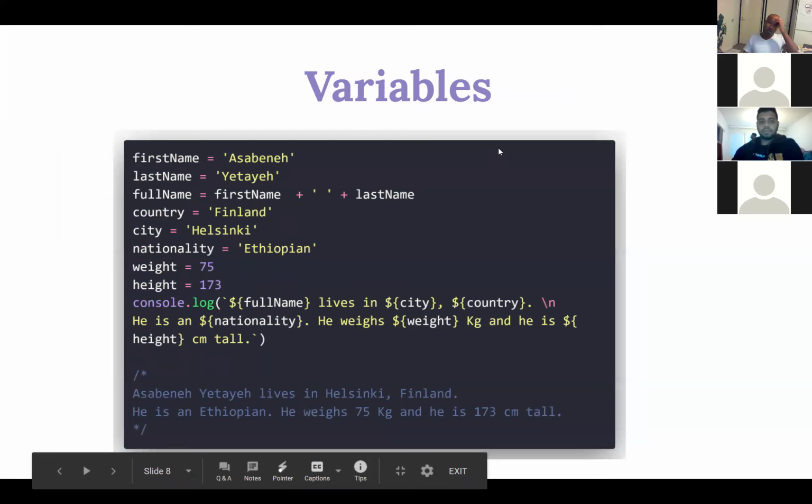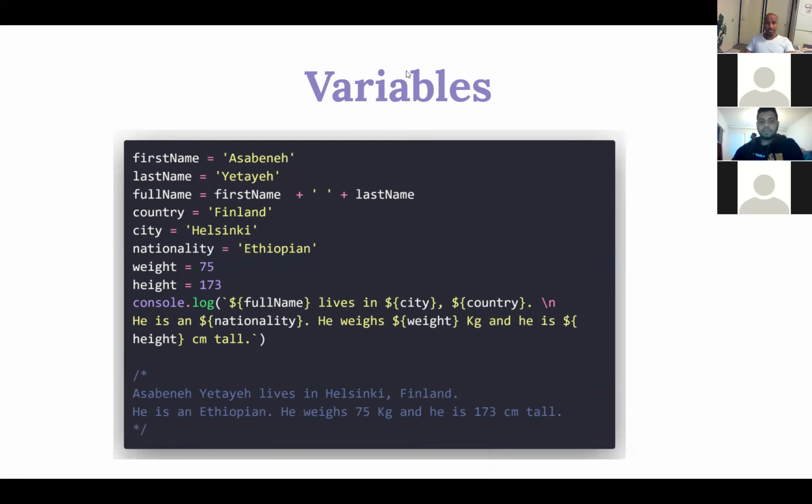Okay, this is how we declare variables. As you can see, for instance, you say first name. The first name was written in camel case. Camel case means there are two words, first name, and the second word starts with an uppercase. We call this camel case. First name and last name.